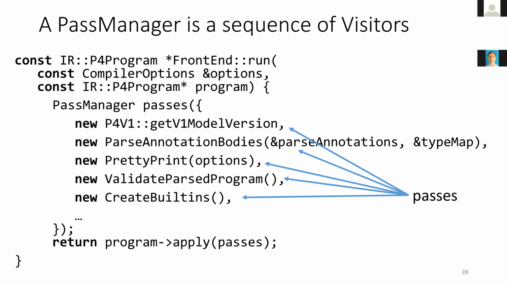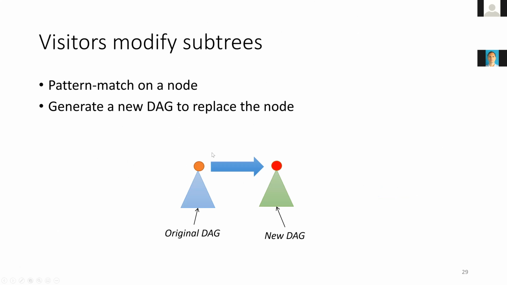And this is a snippet from the real front end that you can read. It's in the open source repository. See, this pass manager is just a collection of passes that will be applied in sequence. You create this pass manager, which has a get-v1-model-version visitor, a parse-annotation-bodies visitor, a pretty-print visitor, and so on. There are many of them, and then you say take the program and apply all these passes in sequence to the program, and this returns a new program. This is how the compiler works.